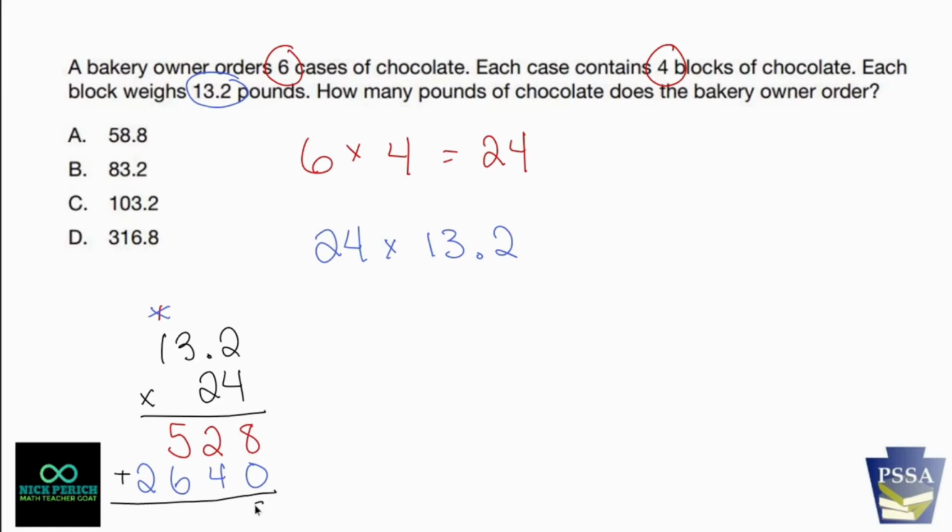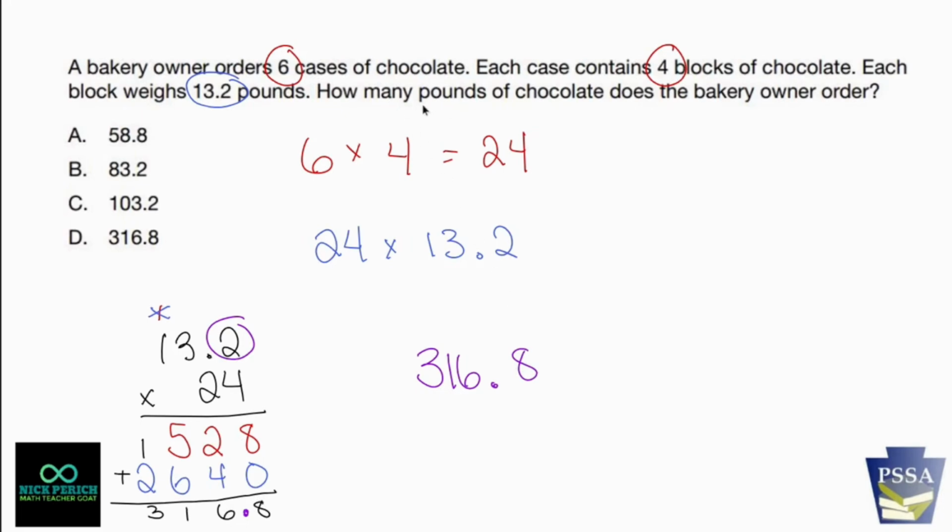8 plus 0 is 8. 2 plus 4 is 6. 5 plus 6 is 11. Write down your 1, carry a 1, and 1 plus 2 is 3. Since up here I had 1 decimal, I'm going to go from the right and carry over 1 decimal. So I end up with 316 8/10.